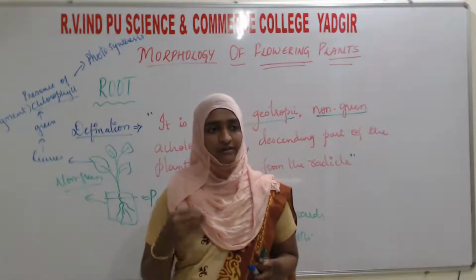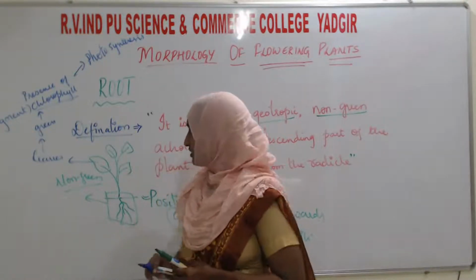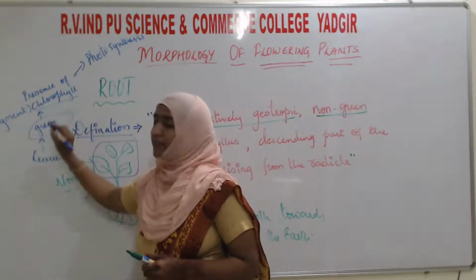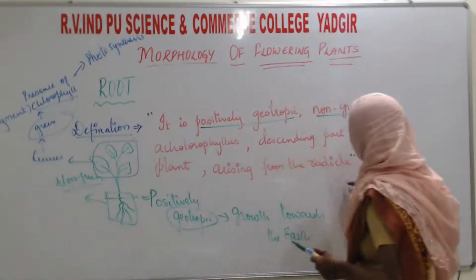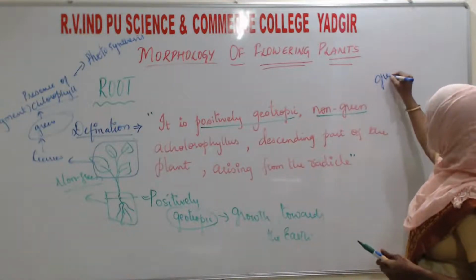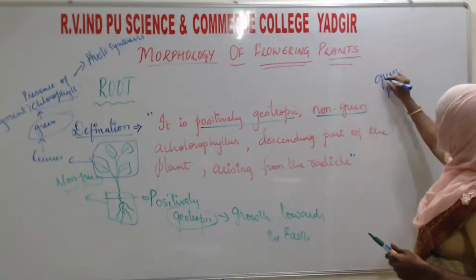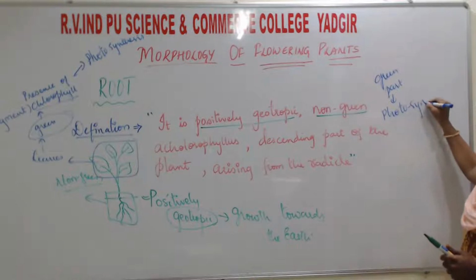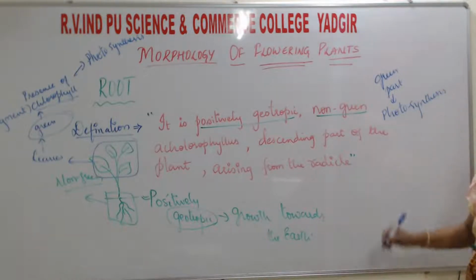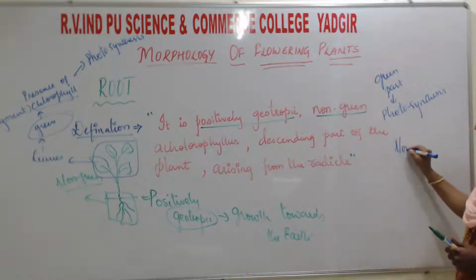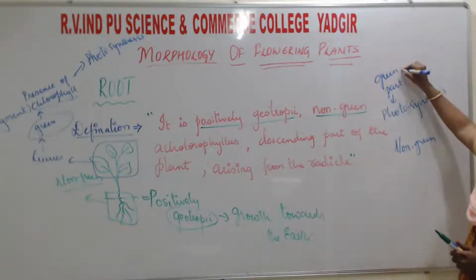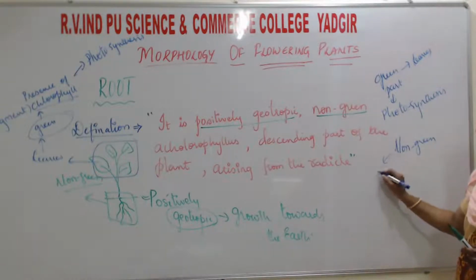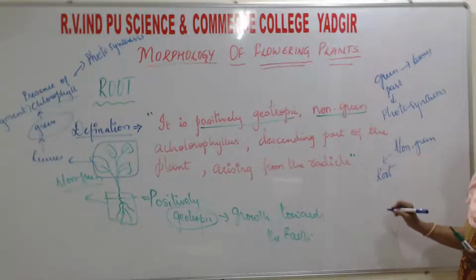So that function of photosynthesis is especially done by only the green part of the plant. Only the green part of the plant will undergo the process known as photosynthesis. But what about the non-green part? They will perform a different function. What is the green part here? That is the leaves. What is the non-green part? That is the root.